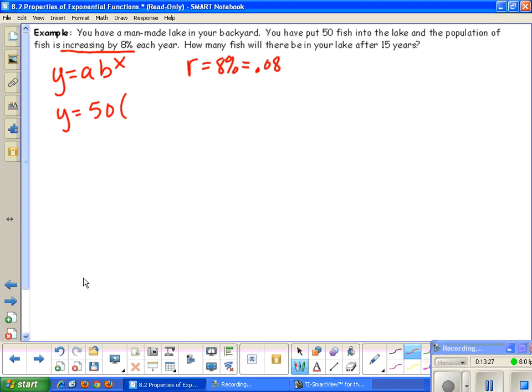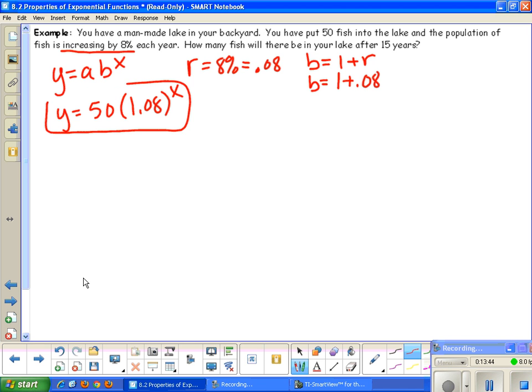So remember, in this case it's increasing, so to find your growth rate, b is equal to 1 plus r. So b is equal to 1 plus 0.08, so that would be 1.08 to the x power. So this is my equation.